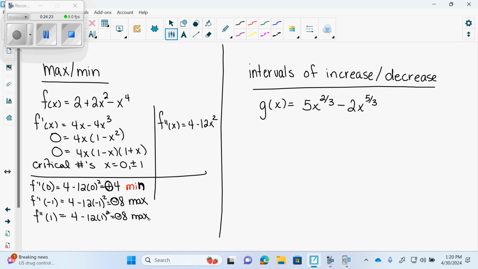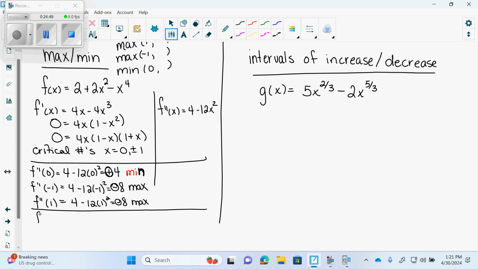So I know I have a maximum at 1 and something, a maximum at negative 1 and something, and a minimum at 0 and something. How do I find the something? Plug back into the original. If I'm looking for max, mins, or points of inflection, I always plug back into the original, because it's a point on the original.